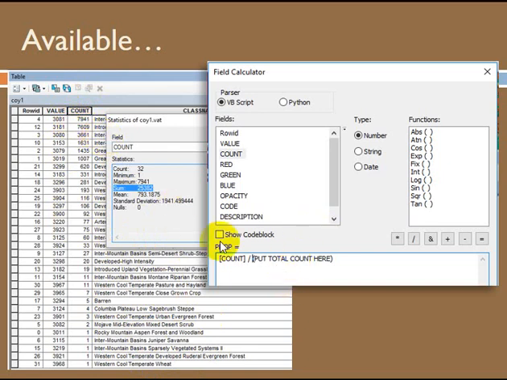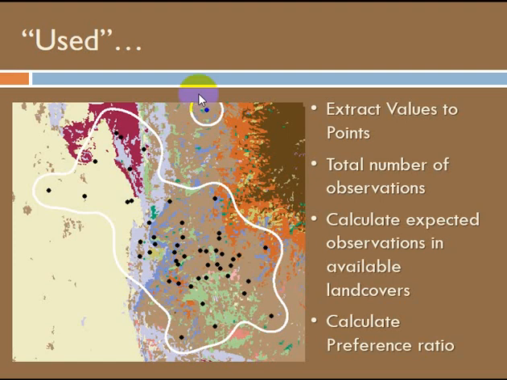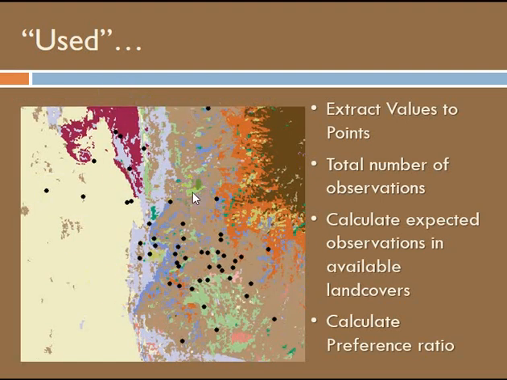But you want to put the total number of cells in and divide the count by the total to get the proportion. Okay? So that's going to give you the available. Now for the used, we aren't interested in this area anymore. We're only interested in the points, and we're interested in what land cover is coincident with the point.